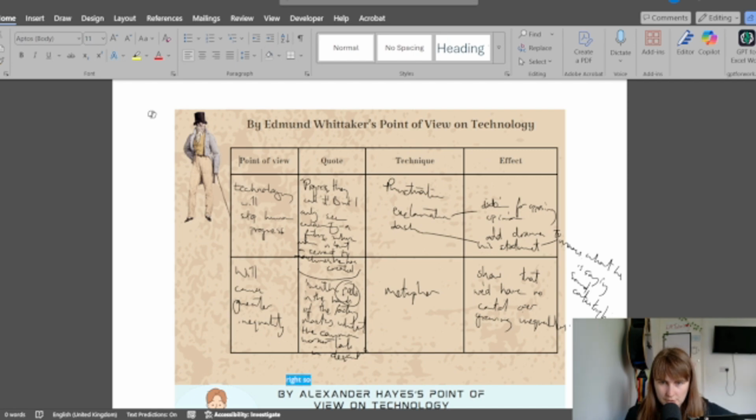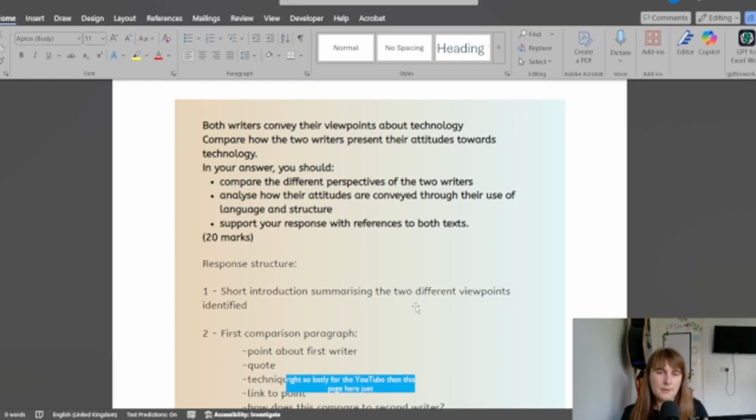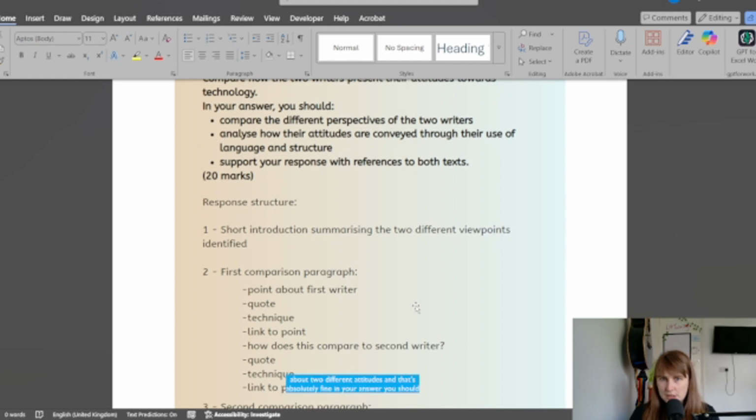Okay, right, so lastly for the YouTube then, this page here just goes over the overall structure of the response. So the question will be something like this. Both writers convey their viewpoints about technology. Compare how the two writers present their attitudes towards technology. Now again, some questions will be worded specifically like present their different attitudes, and some will say similar attitudes, so be mindful of that. Just so happens that here we've spoken about two different attitudes, and that's absolutely fine. In your answer, you should compare the different perspectives of the two writers, analyse how their attitudes are conveyed through their use of language and structure, support your response with references to both texts. Okay.